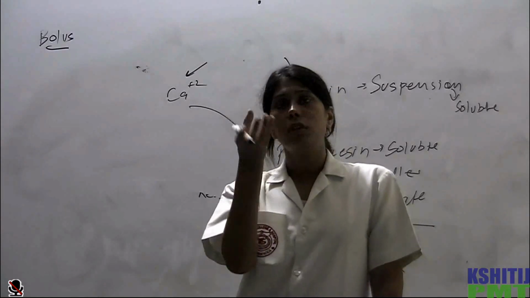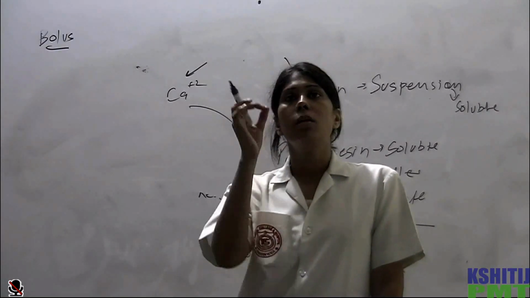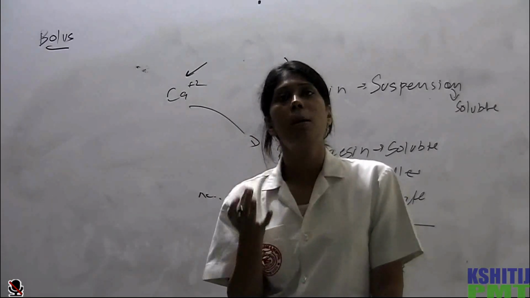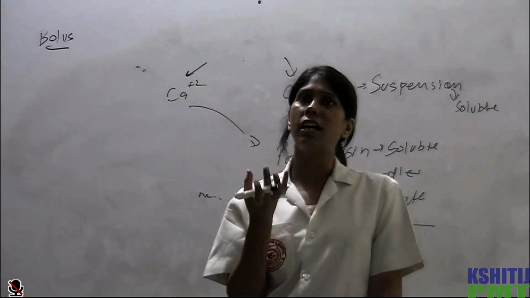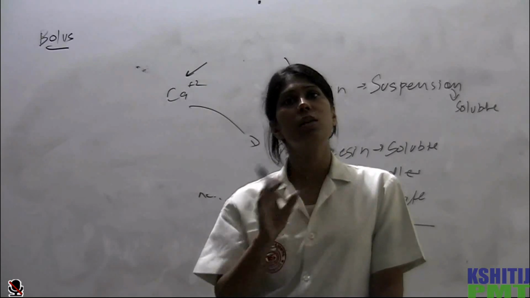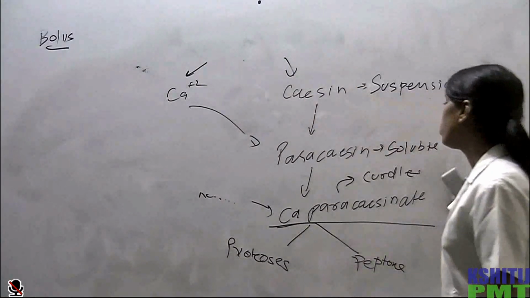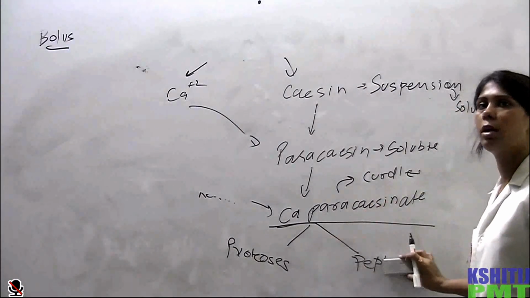And how is this para-caseinate formed? Para-casein plus calcium forms calcium para-caseinate, that is curdles. Now the renin will act upon calcium para-caseinate, and that will convert this calcium para-caseinate into proteases and lactose.